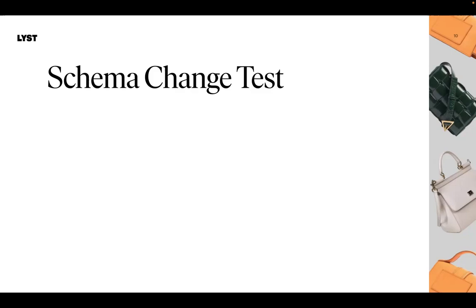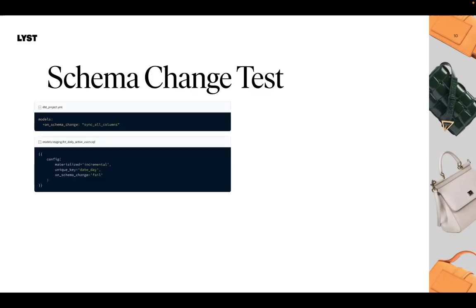So dbt has a parameter called on_schema_change, which you can set to sync all columns. And what this means is that Snowflake will delete a column if it's been deleted from the code, add a column if it's been added to the code, or update data types if they've been changed for a column that already exists. And this works in most cases. So we decided to add this.